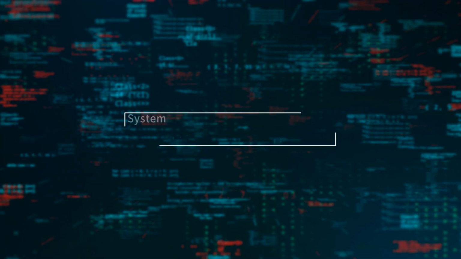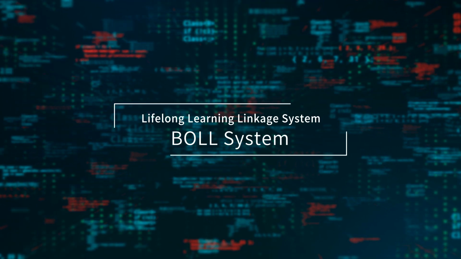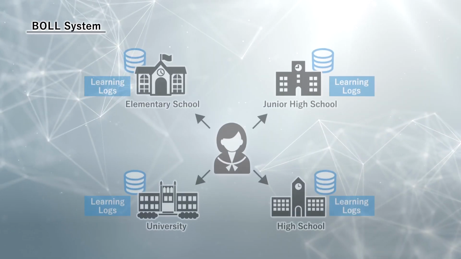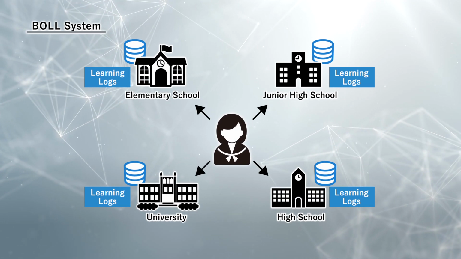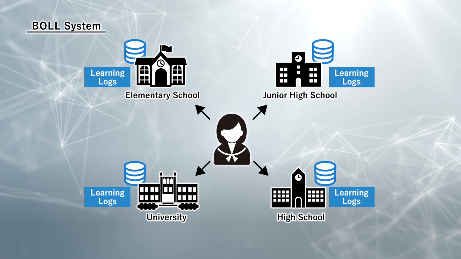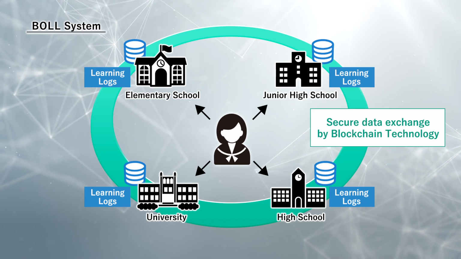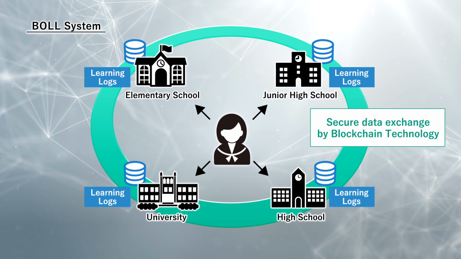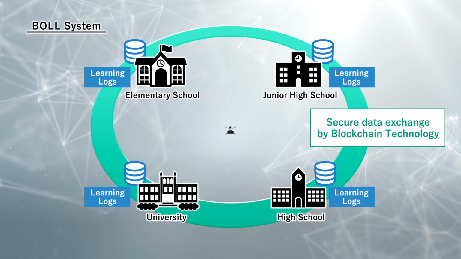The seventh function is BOL system, a lifelong learning linkage system. Learning logs are assumed to be managed by each school separately. To link this data from elementary school to university, blockchain technology is used. This protects students' privacy and provides an interchangeable framework for securing data.